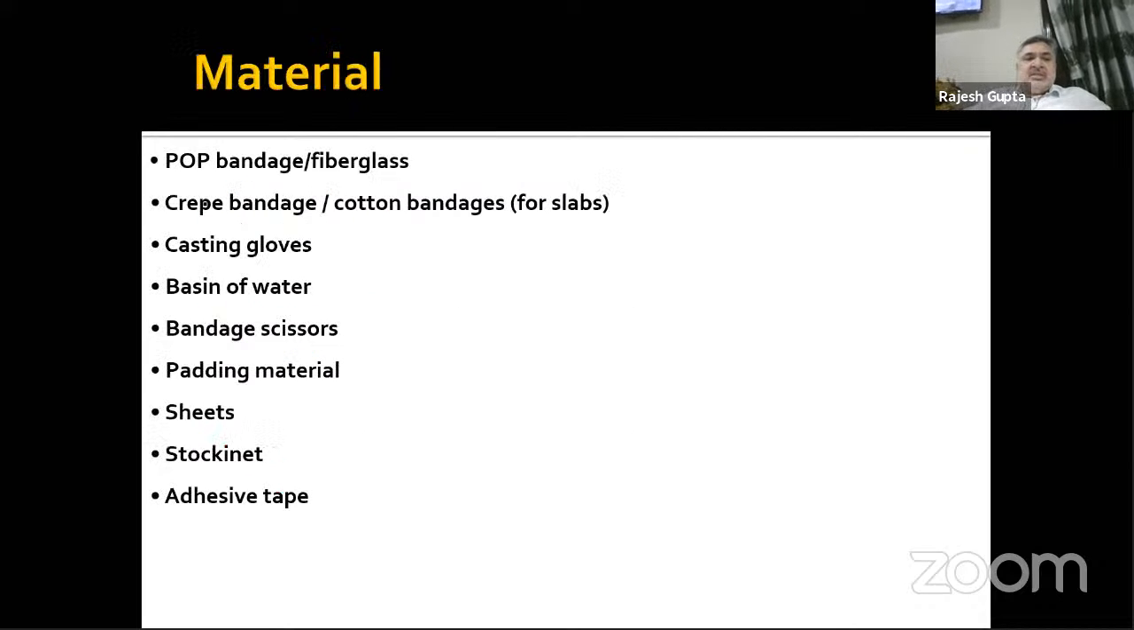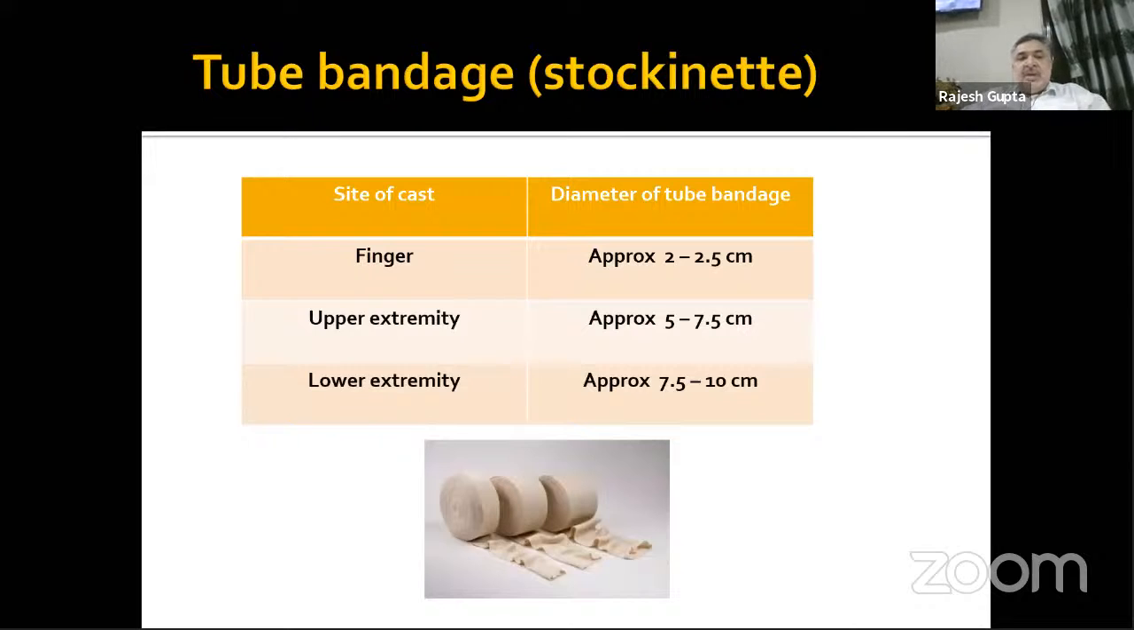Now, this is the material we use for applying a plaster cast. We are going to discuss them one by one. Now, coming to stockinette, for the finger it is around 1 inch. For the upper extremity it is 2 to 3 inches. For the lower extremity it is 3 to 4 inches.